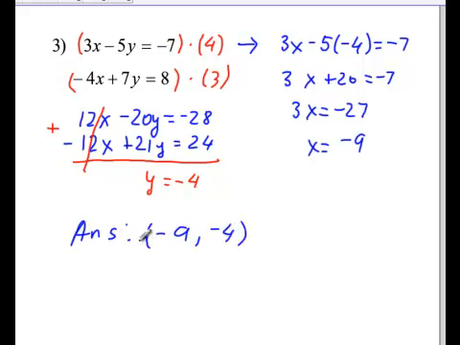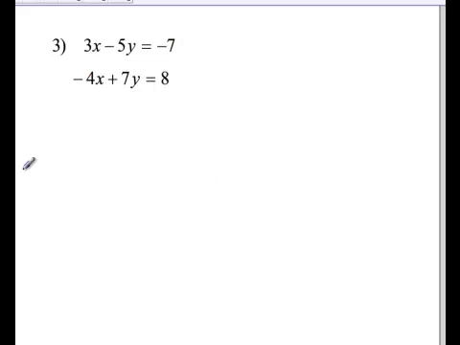And again, I'm confident in my answers. I checked them before, but you're supposed to check it. Don't forget, especially in the test or quiz. Now, I'm going to erase all ink from the page, and I would like you to repeat this procedure and solve this system. Good luck.